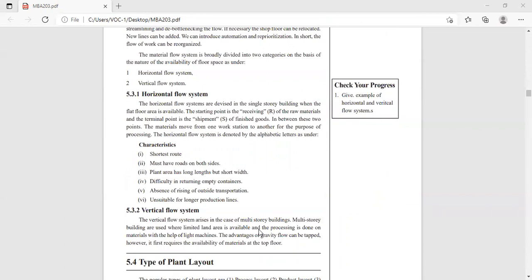The horizontal flow system is used in the single story building when the flat floor area is available. The starting point is the receiving of the raw materials and the terminal point is the shipment of the finished goods. So receiving and shipment, these two points are very important. That is horizontal flow system.